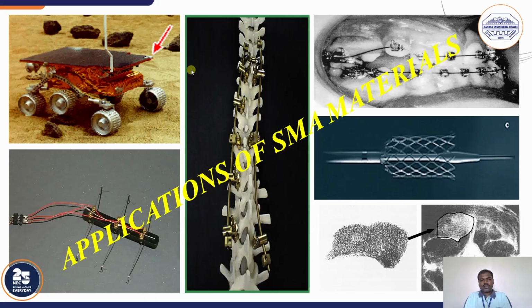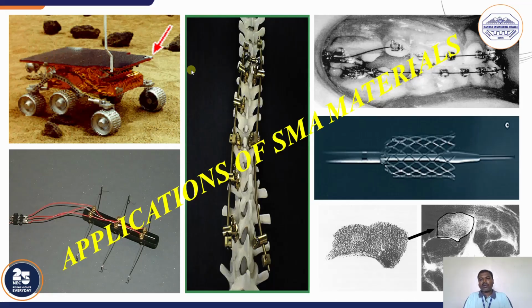The first image shows that SMA material supports the coating layer of a satellite, because SMA has high corrosion resistance. Another one, some antenna wires in cell phones mainly use nickel titanium alloy. Next image, it is a corrosion resistant material, that's why we use it in different medical applications, like arrangement of the backbone and irregular teeth arrangement.